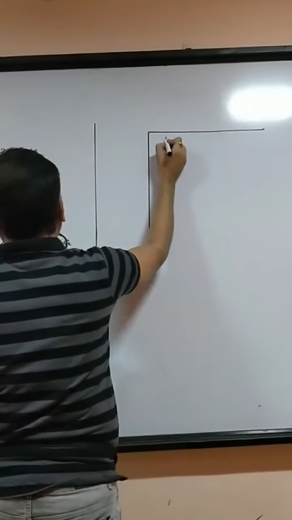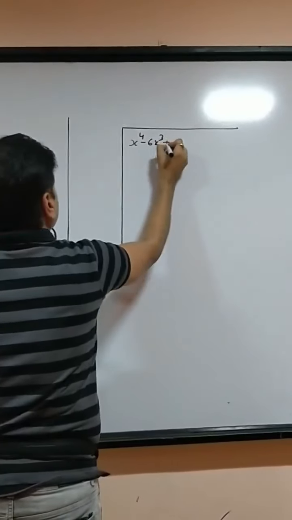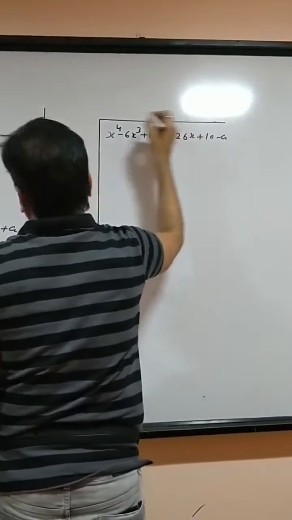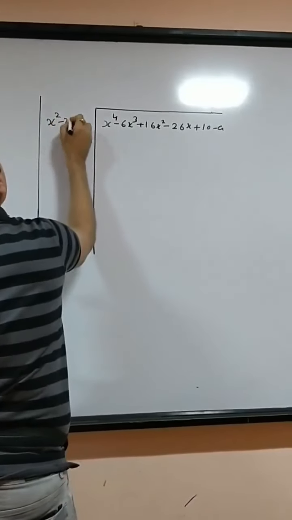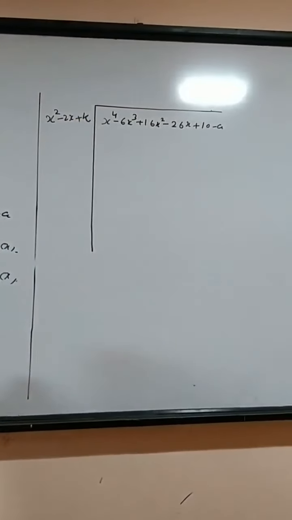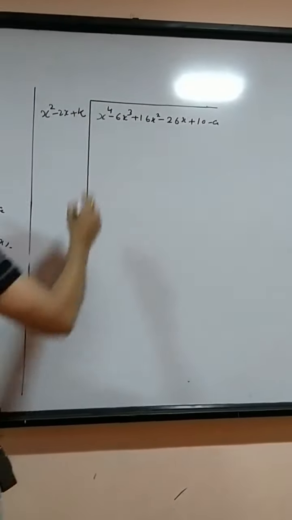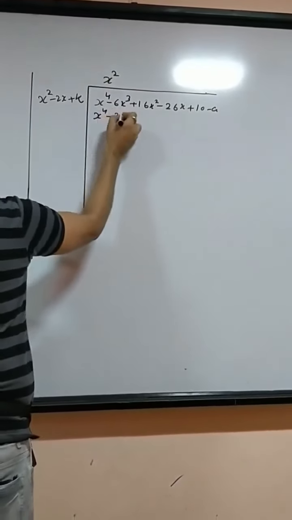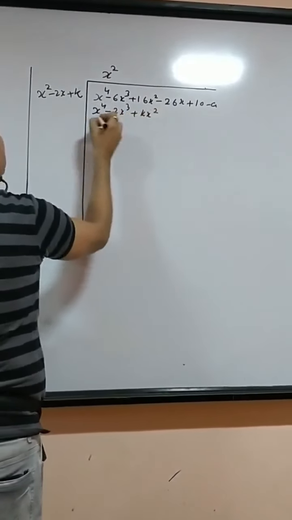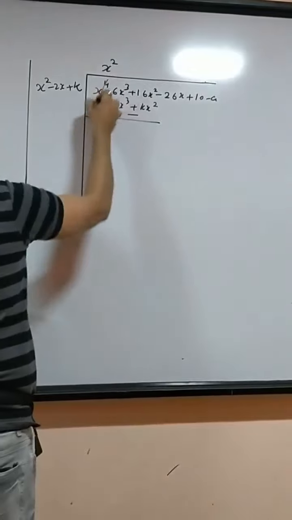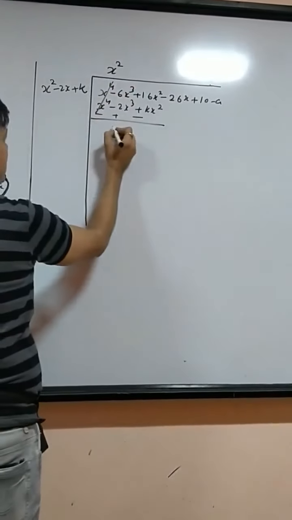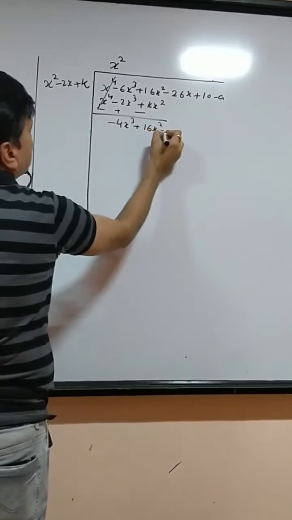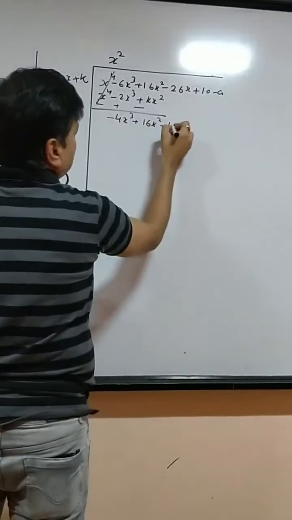x^4 divided by x^2. First of all, multiply by x^2. x^2 into x^2, x^4 minus 2x^3 plus kx^2. Minus 6x^3 plus 2x^3 is minus 4x^3, plus 16x^2, minus kx^2.